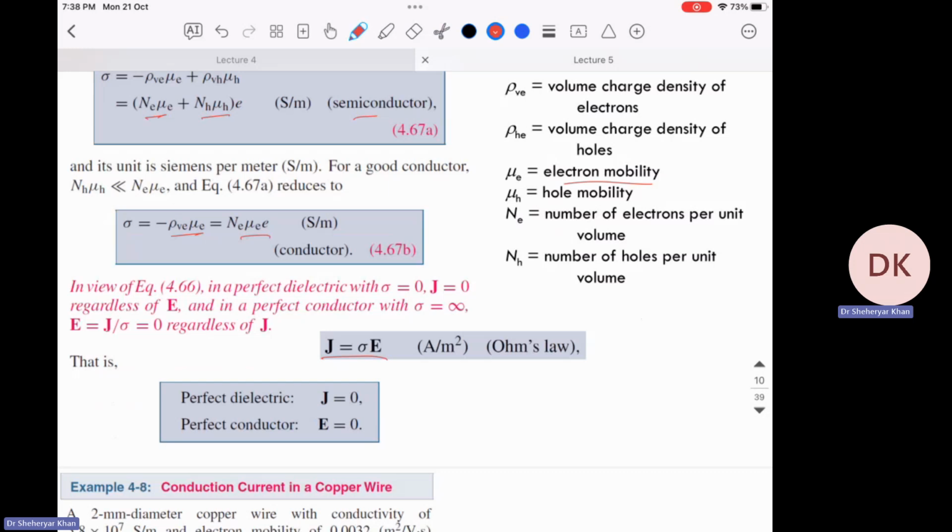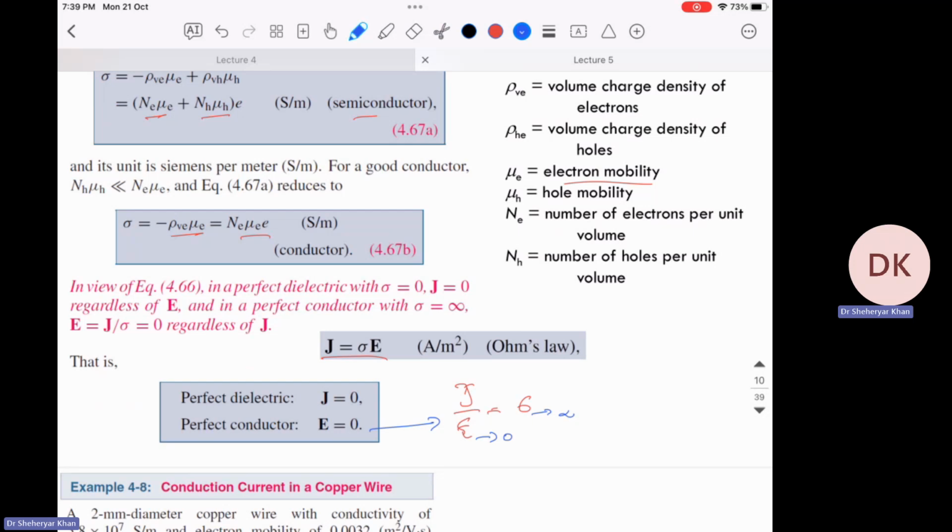Now again we have J is equal to sigma E for a perfect conductor, right? So for the perfect conductor, we assume that J over E is equal to sigma. And we assume that for a perfect conductor, sigma approaches infinity, correct? And of course, J cannot approach infinity. So E has to approach zero, right?